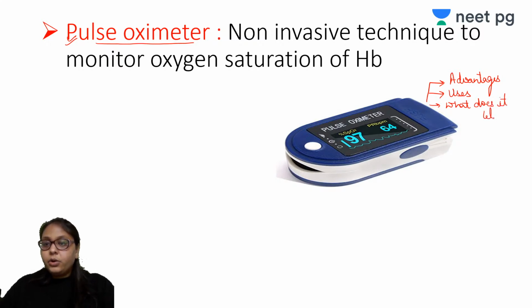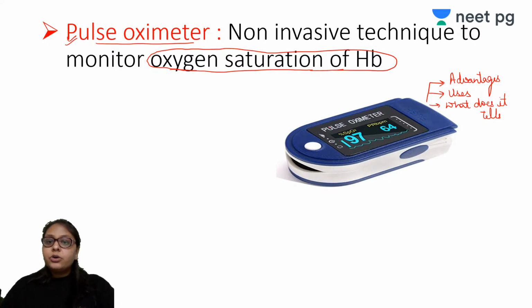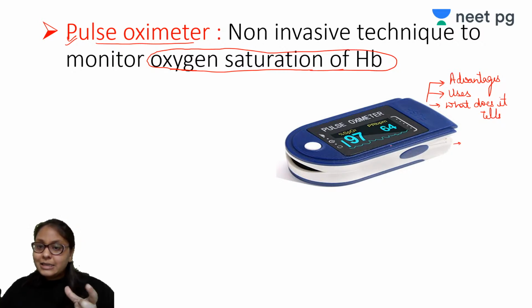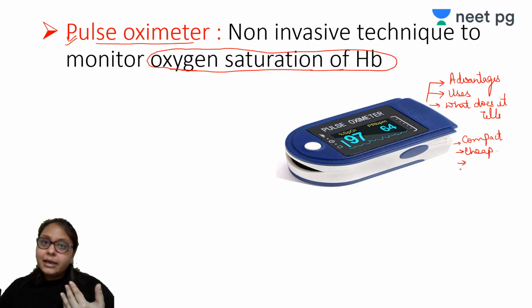Okay, so first, what it is: a non-invasive technique to monitor the oxygen saturation of hemoglobin. This is very important. It is telling us only about the oxygen saturation of hemoglobin. So like in this we are saying SpO2, that means how much oxygen is bound to hemoglobin, that is 97%. It also tells us the rate. So why is it so useful? Because as we can see, it is a very small device, so it is compact. Okay, it is relatively cheap. And before the eyes can diagnose that there is bluish discoloration or cyanosis, before that this pulse oximeter can pick up the fall in oxygen saturation.